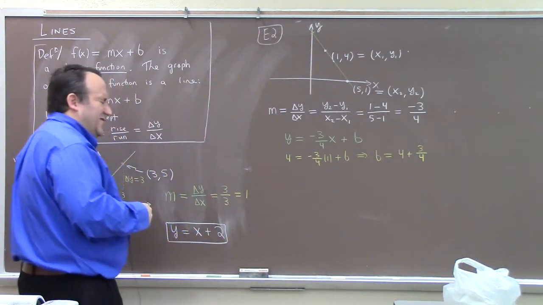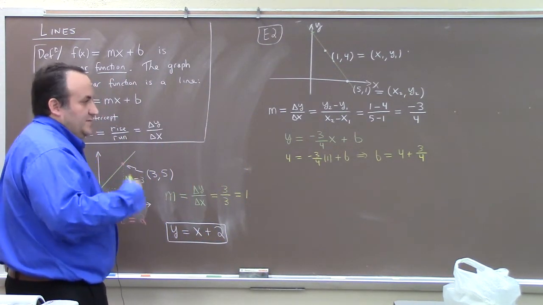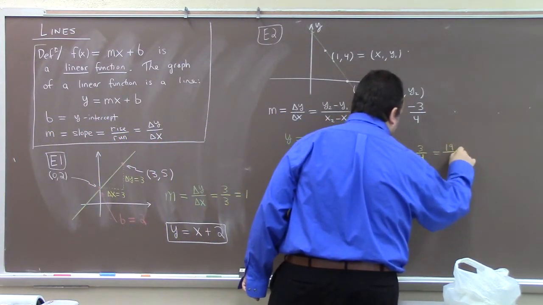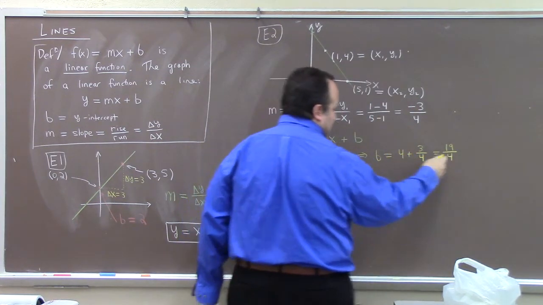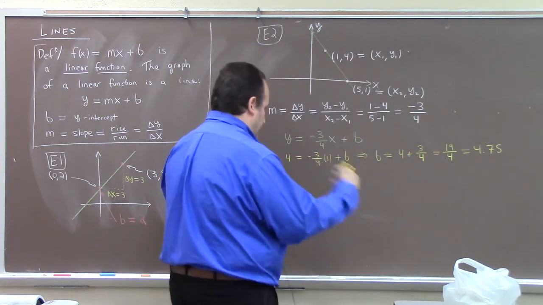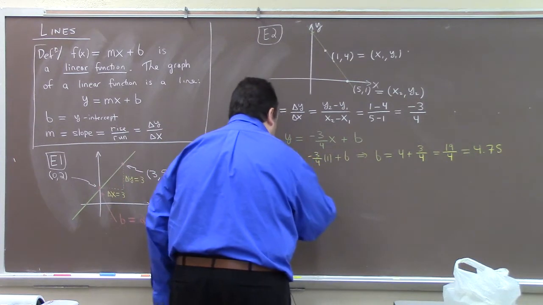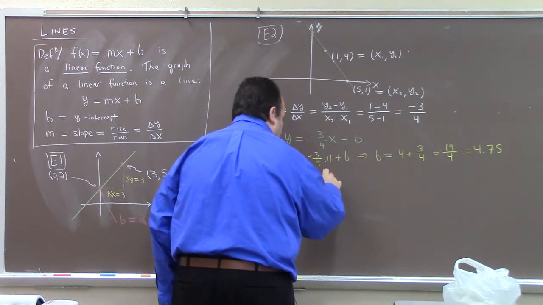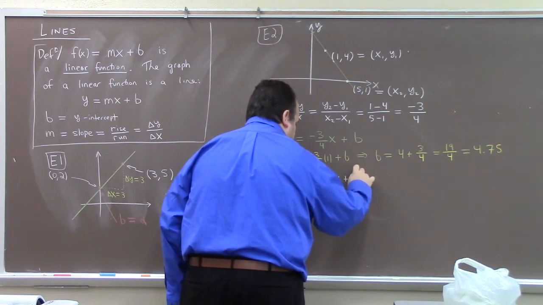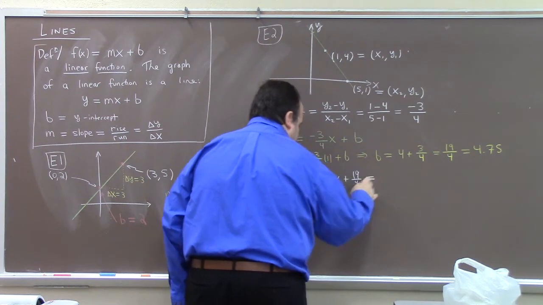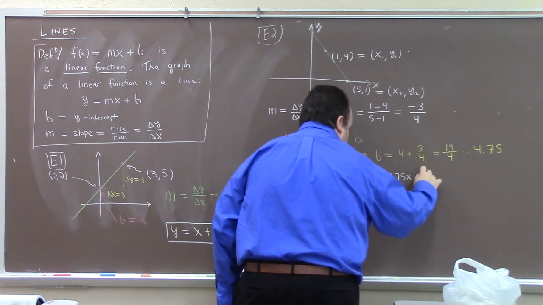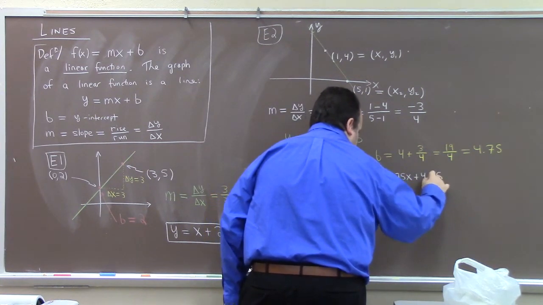How many quarters is 4? 4 is 16/4, so 16 plus 3 is 19/4. Of course, you could also just look at this directly and say, well, that's 4.75. Let's put it all together. What's the equation of the line? y equals minus 3/4 x plus 19/4. Or if you want to write it in decimal form, minus 0.75x plus 4.75. Either would be a totally acceptable answer.